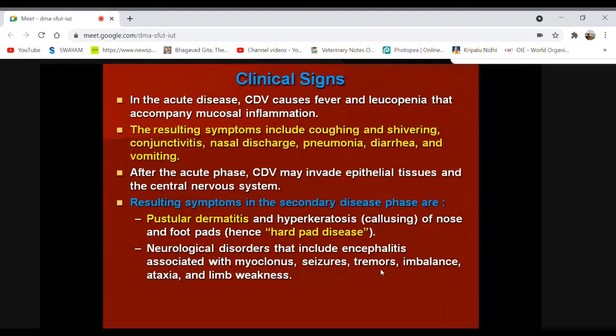Another sign, so far as the external examination of the body is concerned, in the abdominal portion particularly and the inner thigh region, very typically small pustules, leading to pustular dermatitis, an inflammatory condition of the skin with development of pustules. That used to be very common in many of the cases. And of course, the hyperkeratosis of the footpad and the nose. So these things are very important, and the respiratory problems, then the neurological signs and diarrhea and vomition, right?